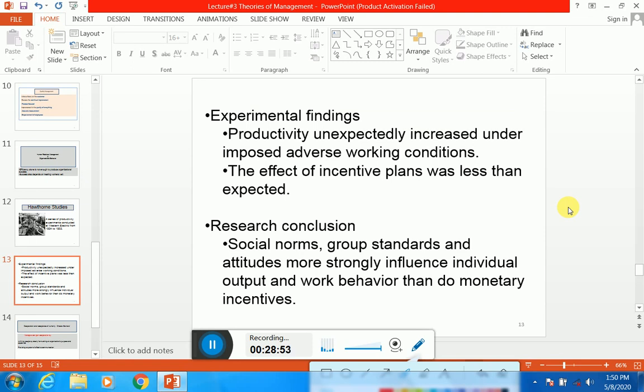When people are working in the form of groups, what about their productivity? So they conducted different types of experiments. First, initially they conducted the illumination experiment, the light experiment. They made some fluctuations with the light. Sometimes they reduced the intensity of the light, and sometimes they increased the intensity of light.